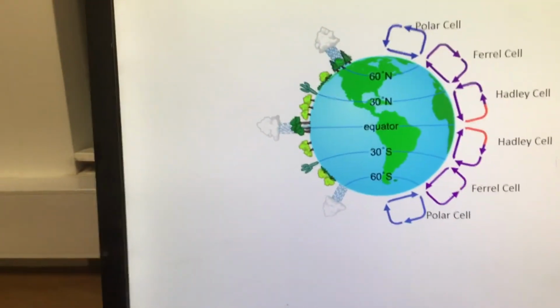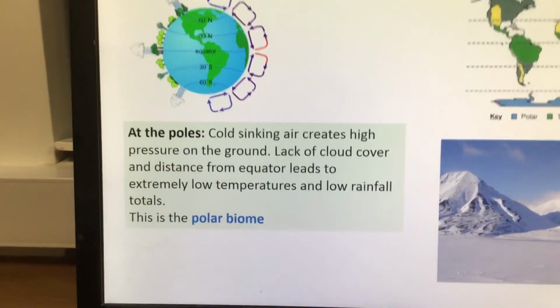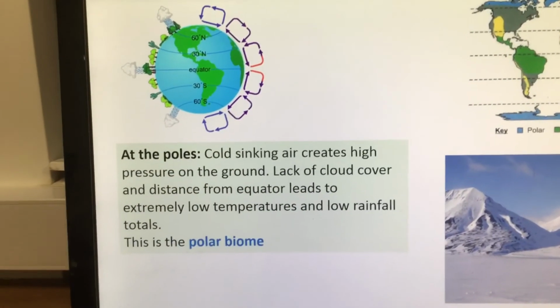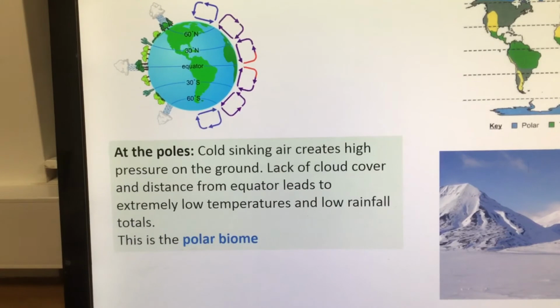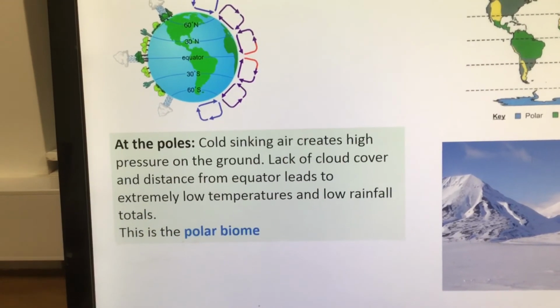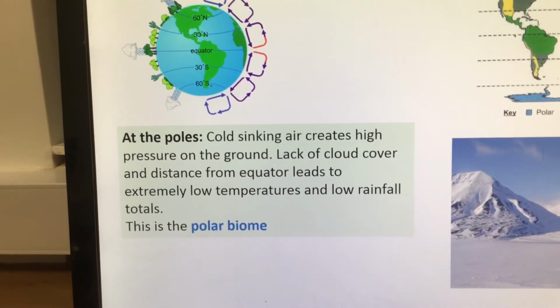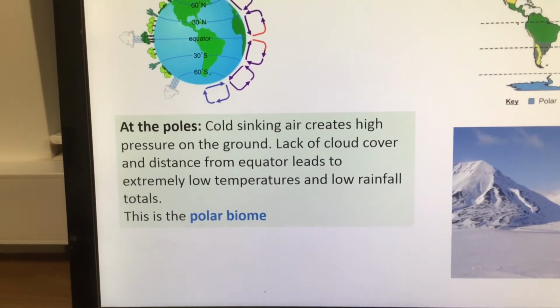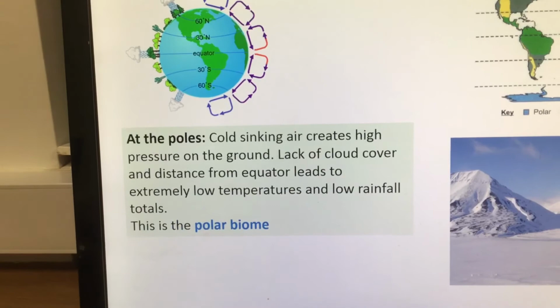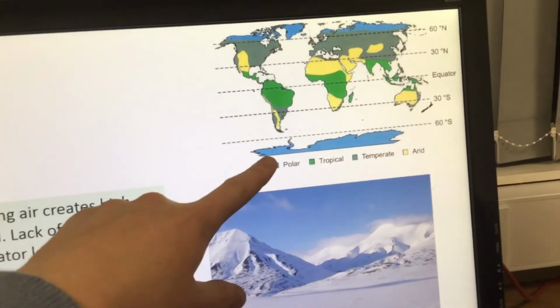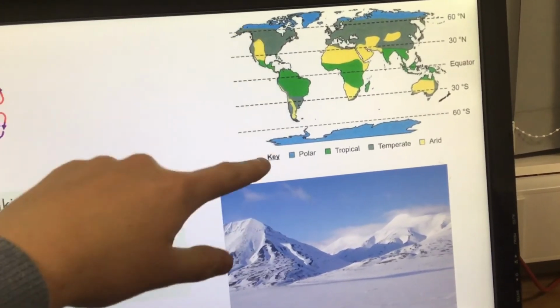And finally, at the poles, cold air is sinking because it's really cold because the sun's rays aren't concentrated. So this results in a lack of cloud cover. But because we're a long way from the equator, it means that we get really low temperatures. And then, as I said, because the air's sinking, you get low rainfall as well. And that's where you get the polar biome, as you can see on here. So right at the 2 poles.